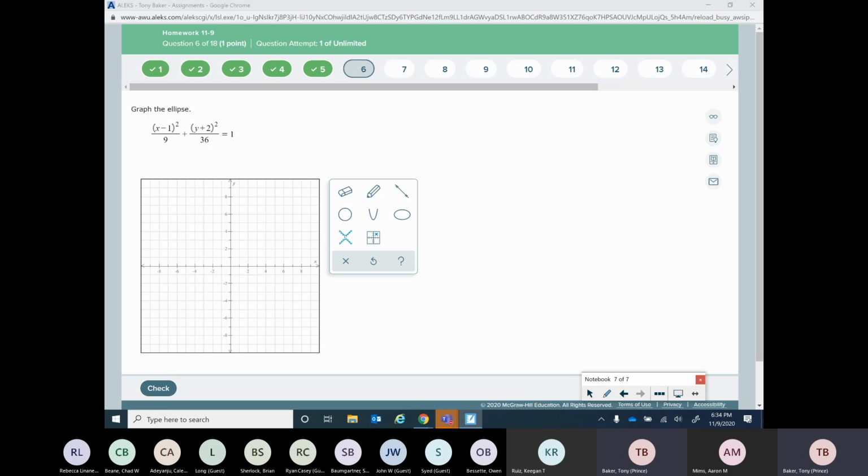So when we're graphing an ellipse, let's see what we actually need to do this one. Center. All right, so to graph it on this one, you need your center, and then you need your vertices, and then your co-vertices. So my center for this one is (1, -2).